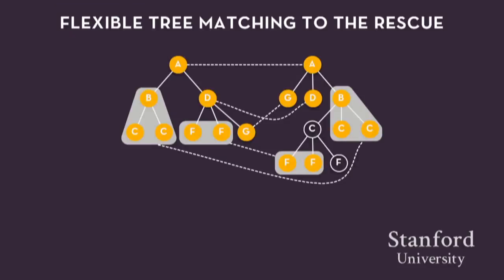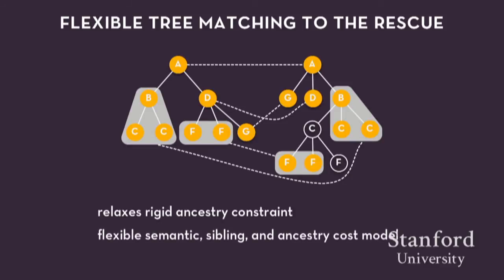So we developed an algorithm for flexible tree matching, which relaxes this rigid ancestry constraint. We accomplished this by adding sibling and ancestry terms to the tree matching cost model, which makes ancestry and sibling preservation soft constraints and allows the algorithm to balance between them.